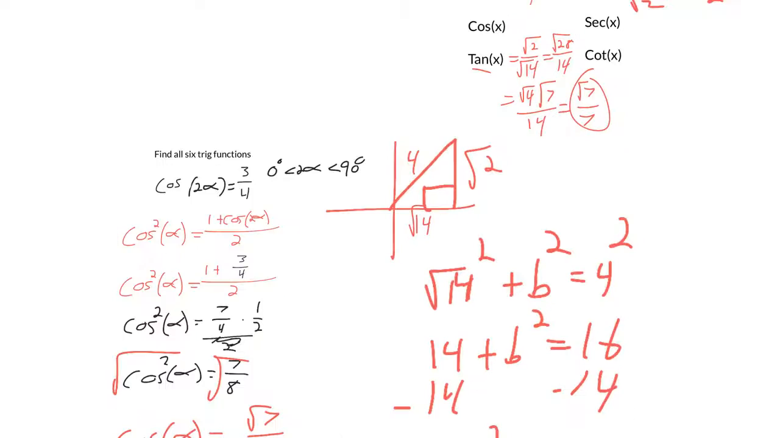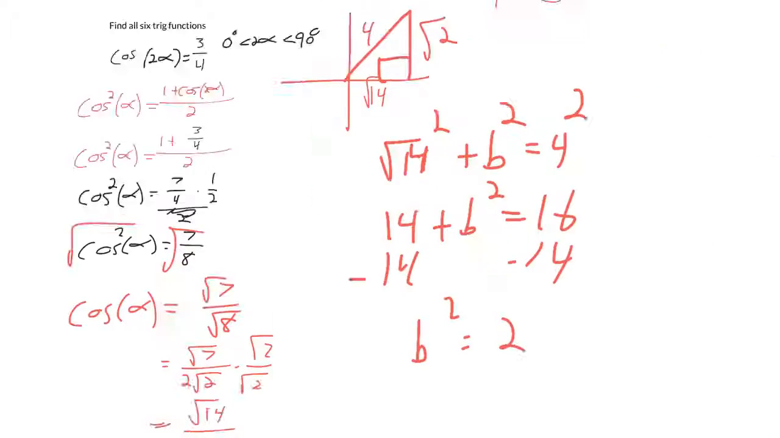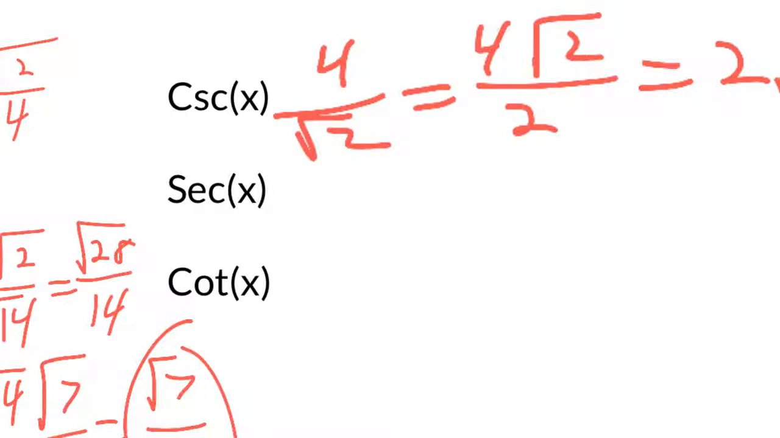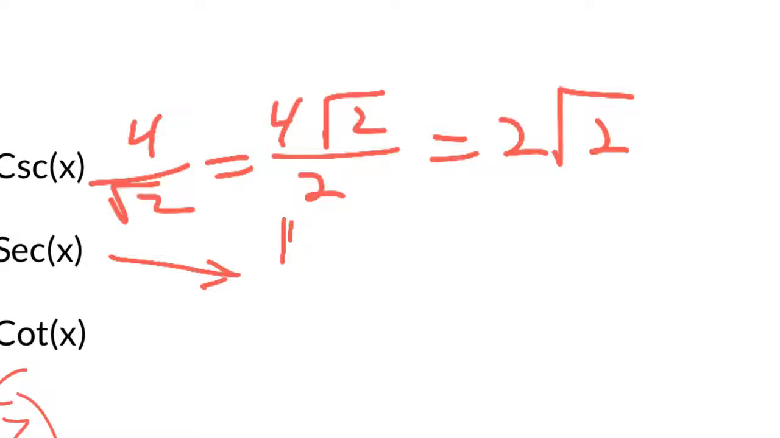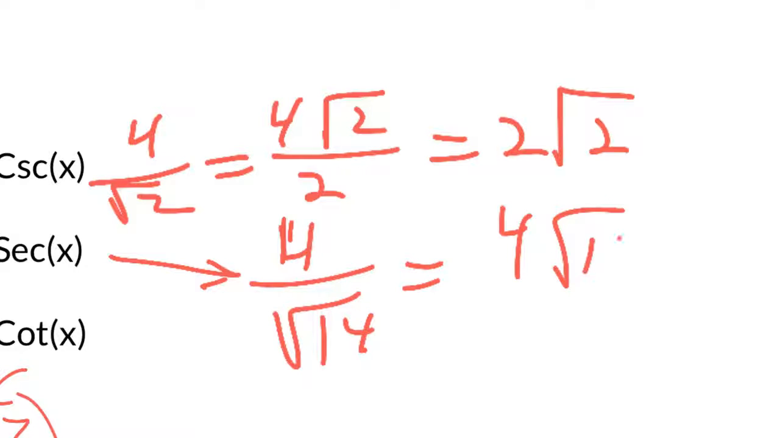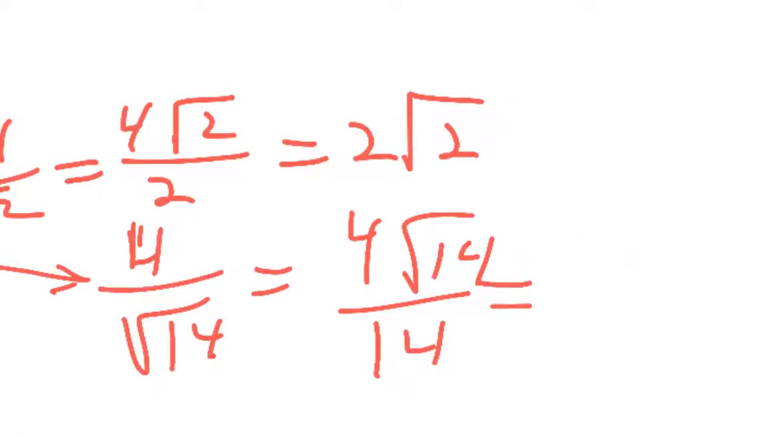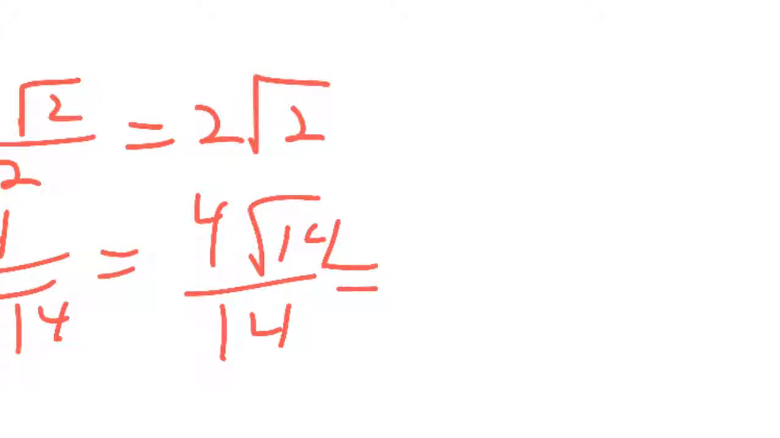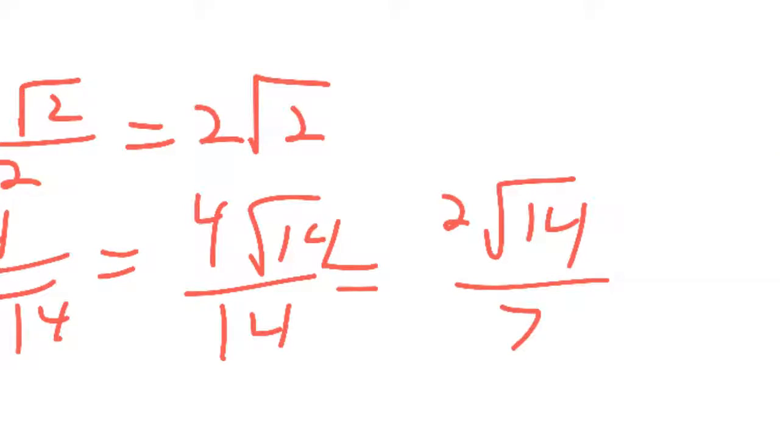Secant, again, you just flip cosine. Cosine, we said, is square root of 14 over 4, so secant is 4 over square root of 14. But I don't like radicals in the bottom, so multiply the top and the bottom by square root of 14. And then the 4 and the 14 can be reduced because both are divisible by 2. So that's the simplest form of secant.